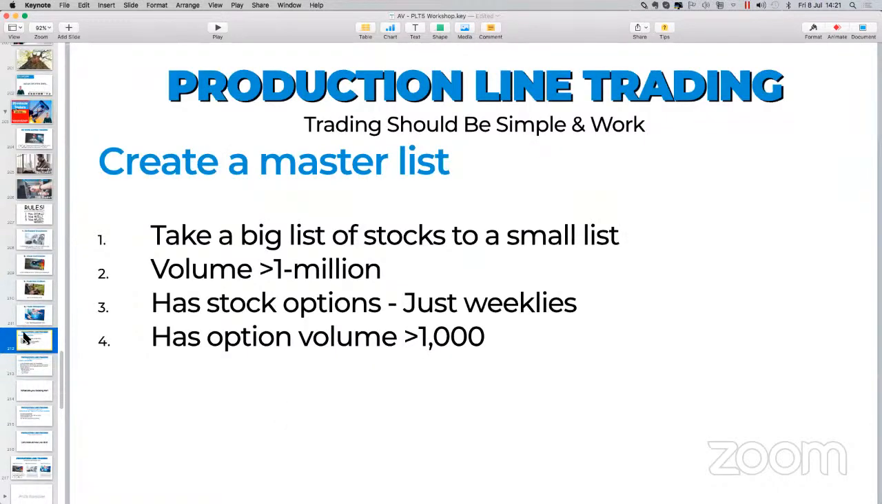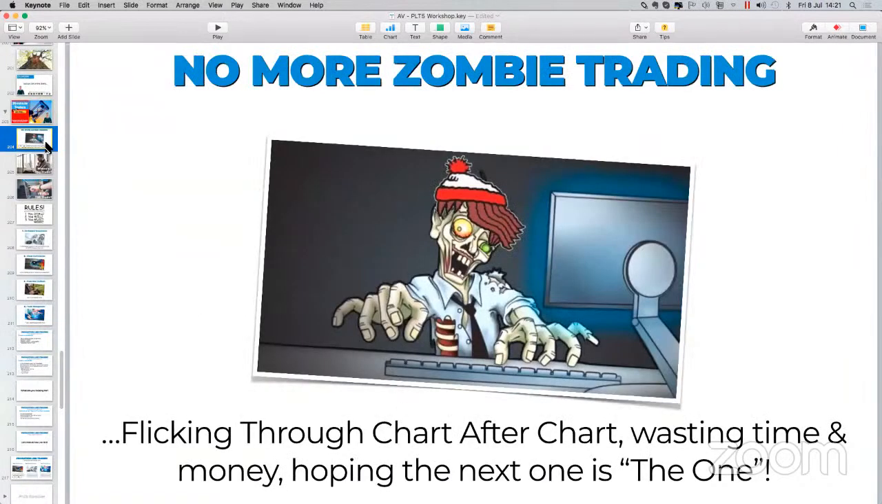The other thing I'm doing, as I've already said, is, just go back to this one. I love this slide. I'm not a zombie trader. I'm not flicking through thousands of stocks. I mean, how many stocks are there in the universe? It's like 27 bajillion stocks. It's not worth looking at all of them.